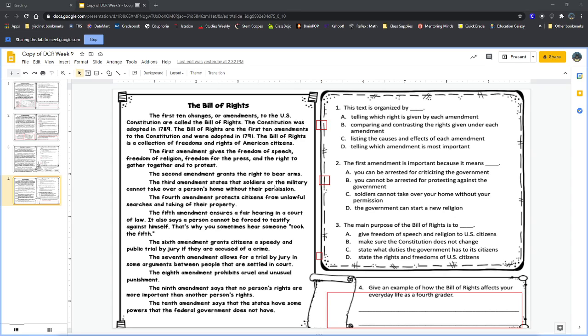Noah? Which one would you choose? Which one do you think makes the most sense, Noah? Yeah, which one would you pick? Which one do you think is the best? You say A, B, C, or D?